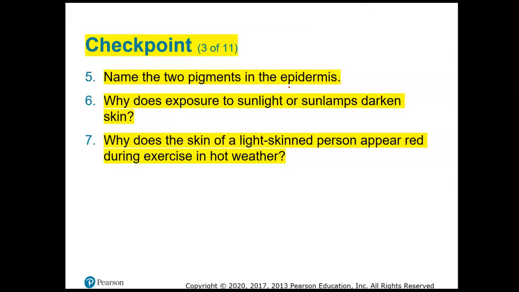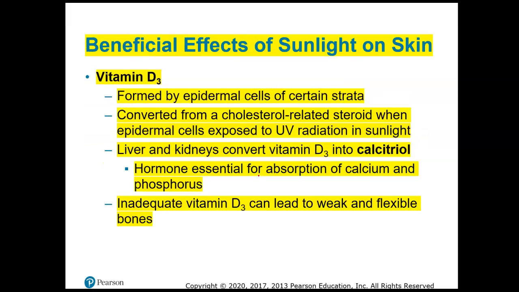All right, 2 pigments in the epidermis. We learned about keratin and we learned about melanin. Number 6, why does exposure to sunlight or sun lamps darken the skin? Because ultraviolet light triggers the production of more melanin. And number 7, why does the skin of a light-skinned person appear red during exercise in hot weather? That is because the increased body temperature dilates the blood vessels near the surface of the skin.